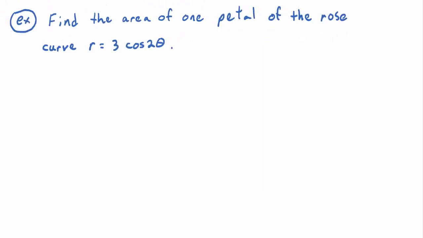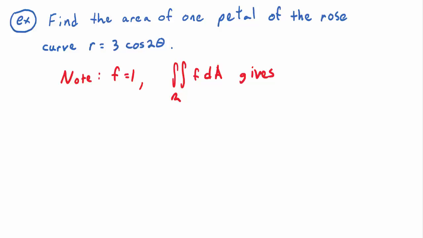When the function you're integrating is equal to 1, then what are you actually finding? So note, when f, the function you're inserting into the integrand, is 1, then the double integral over r, I'll be generic here, of just f dA gives you what? Remember, it gives the area of r. That's something every Calculus 3 student needs to know. It gives the area of r.